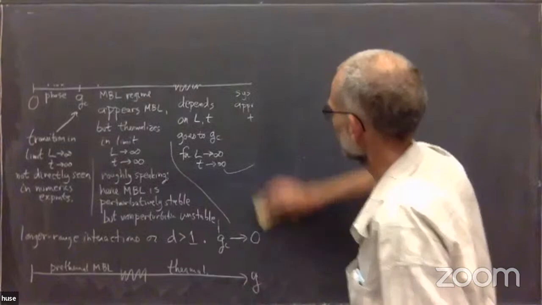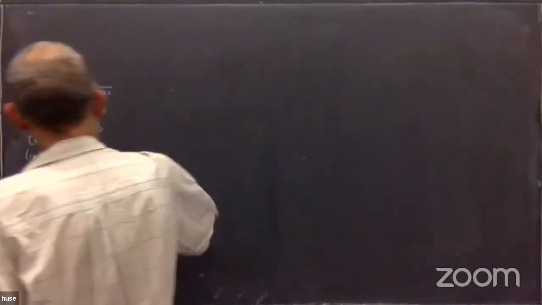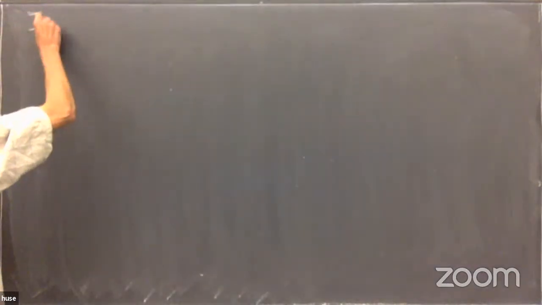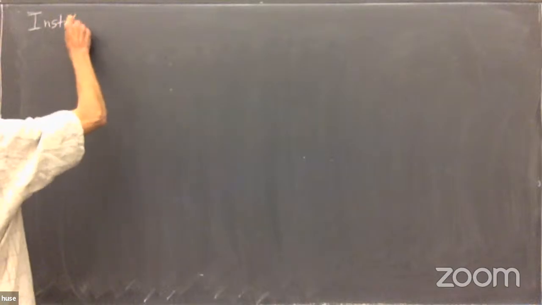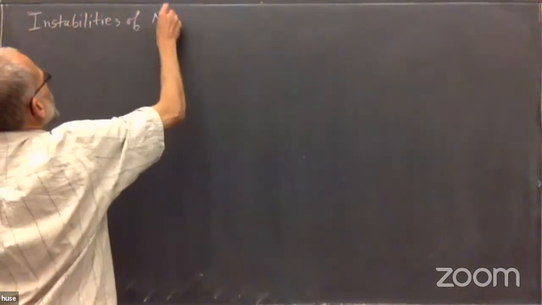Yeah, so that's sort of a summary, and I want to say a little bit more in particular about the less well understood parts of that phase diagram. Okay, so my theme is instabilities of MBL.